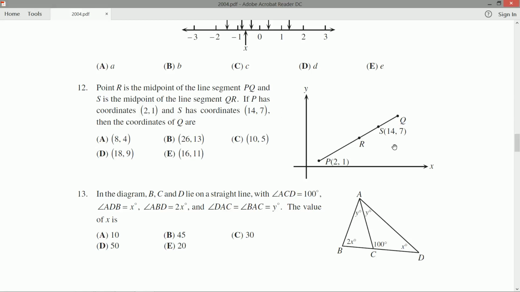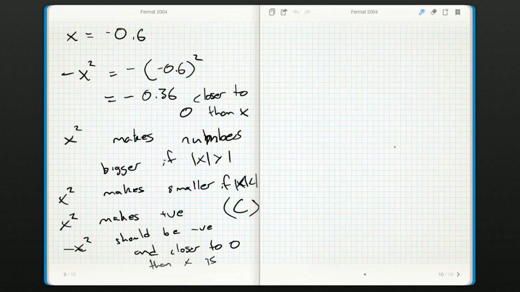Okay. What to do here? Well, I think maybe the first thing to do is draw the picture, and I would label Q as having coordinates, maybe X, Y.